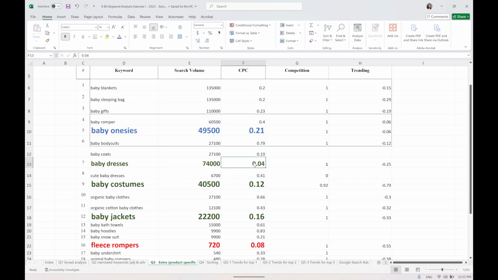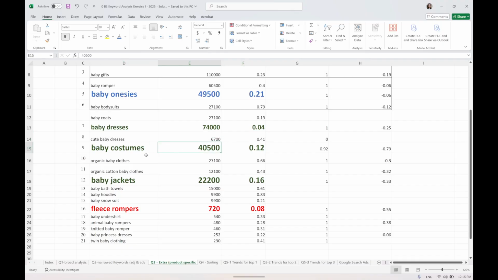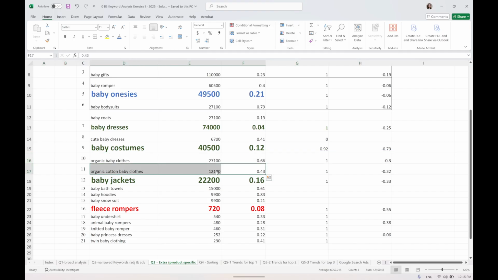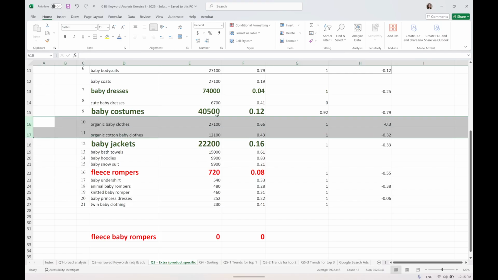Baby dresses, not bad, but I doubt this. Cute baby dresses, that's really awesome, and this is about right. Really, this is about right. Baby costumes, okay, within our budget, and it has a very high search volume. Why not? Organic baby clothing seems to have a very good search volume. It is five digits, and it is 0.66, but our client doesn't have that much product assortment in terms of organic. Also for cotton, we don't have that much of an assortment, but this is really in high demand, you can tell, in the market.